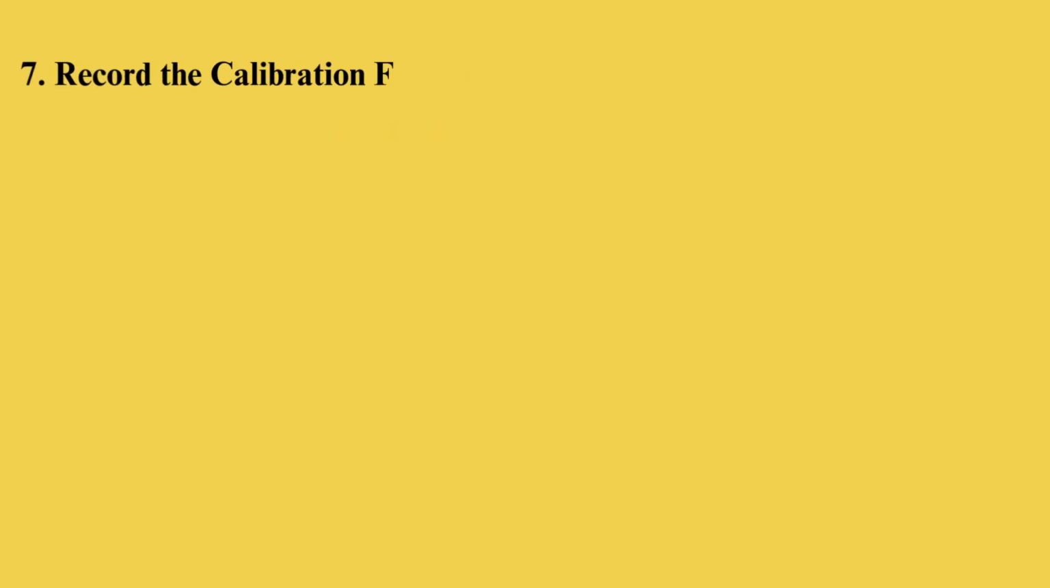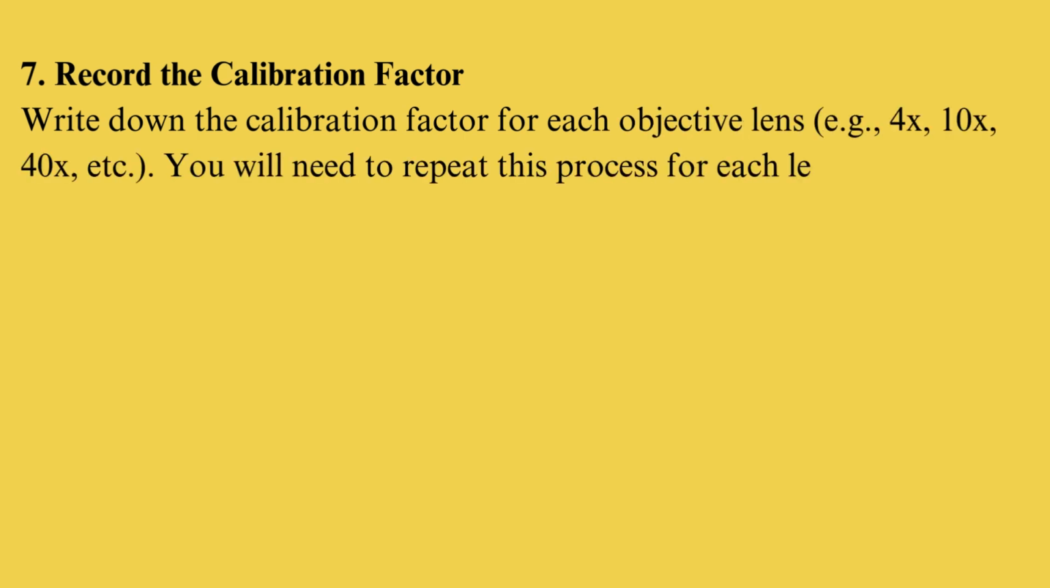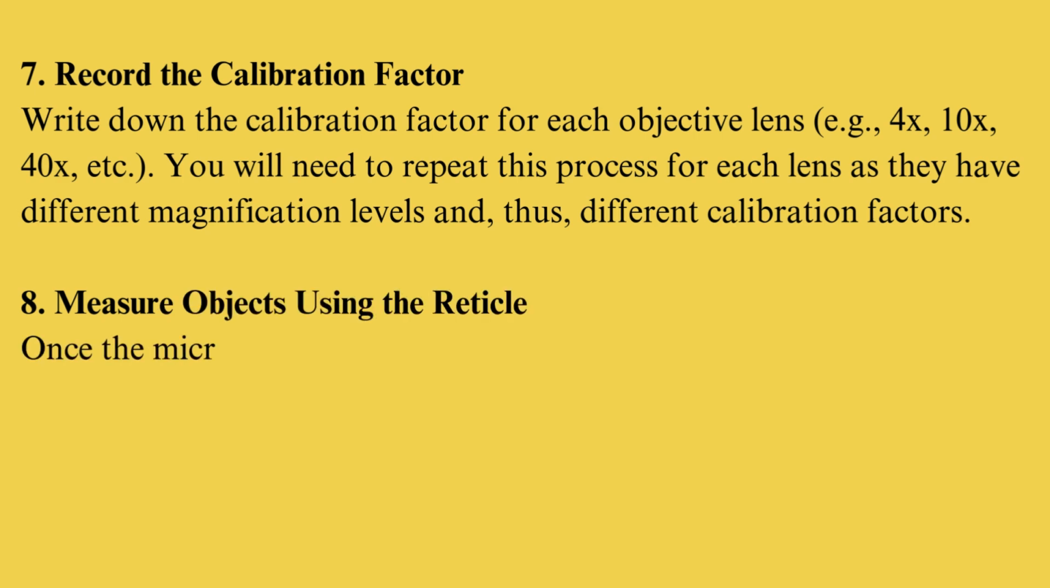Record the calibration factor. Write down the calibration factor for each objective lens, e.g., 4x, 10x, 40x, etc. You will need to repeat this process for each lens as they have different magnification levels and, thus, different calibration factors. Measure objects using the reticle.